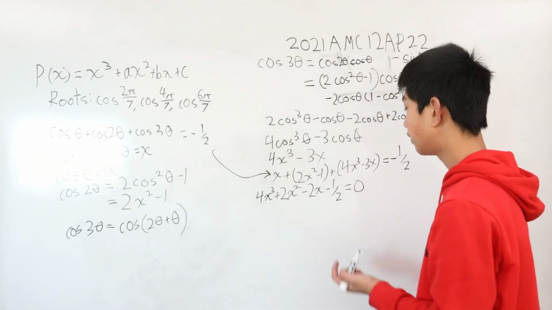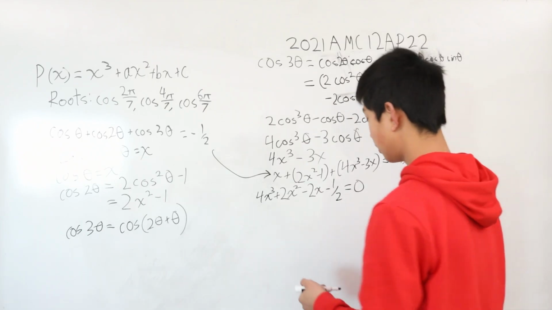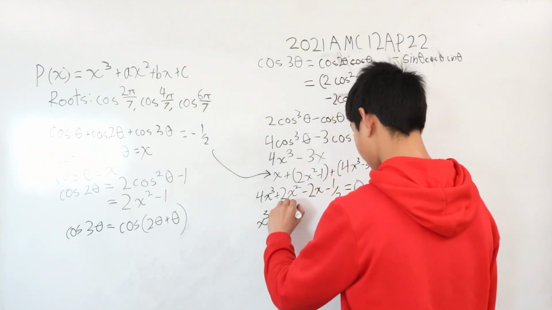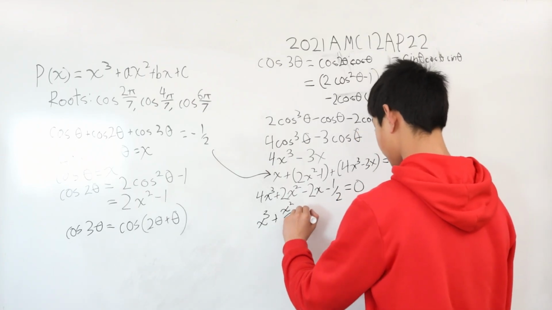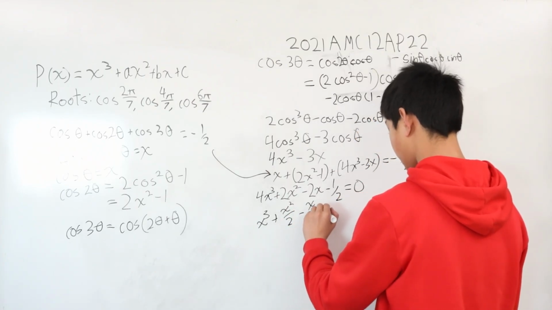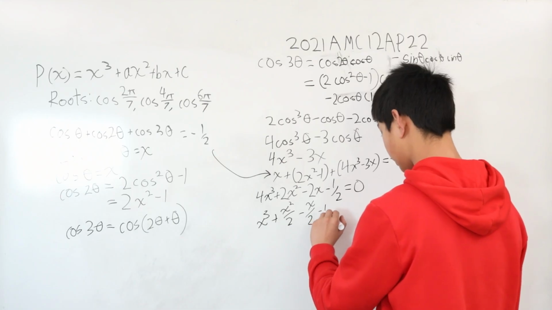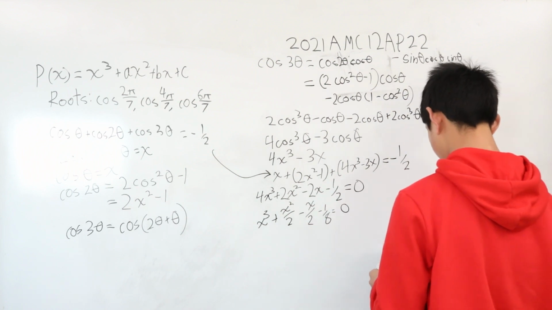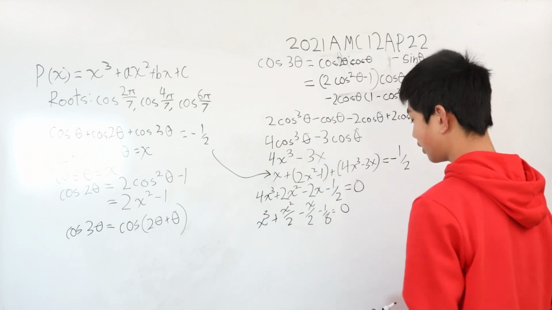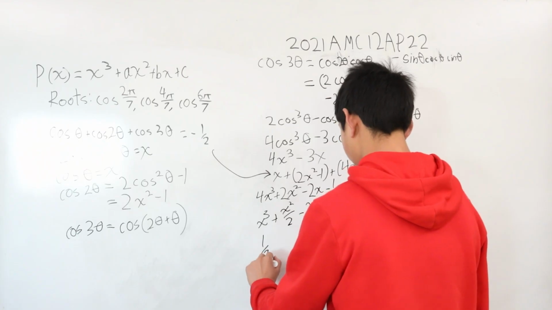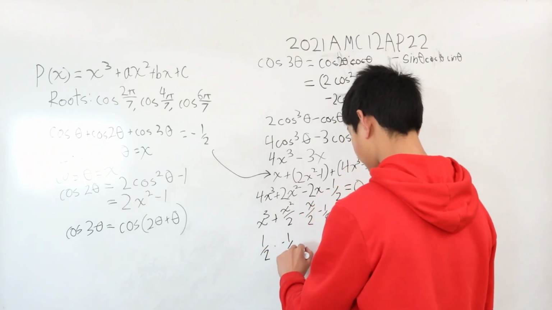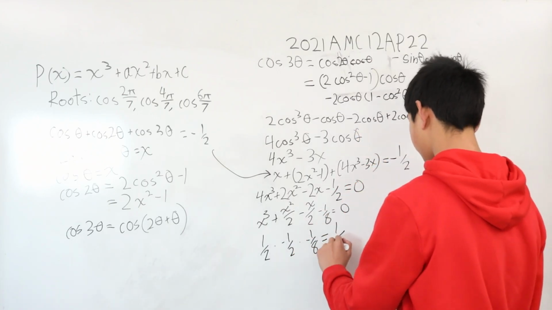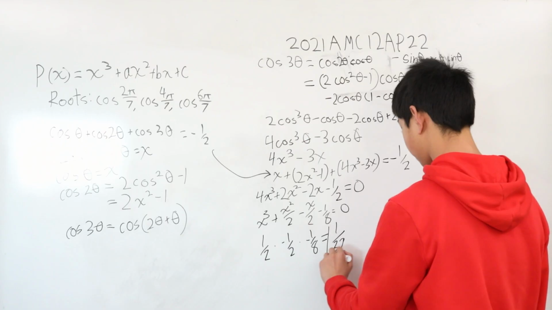So we have to divide both sides by 4 to get our result. Our polynomial is x cubed plus x squared over 2 minus x over 2 minus 1/8 equals 0. It is at this point that you multiply these three together. 1/2 times negative 1/2 times negative 1/8 is going to be 1/32, our answer for this problem.